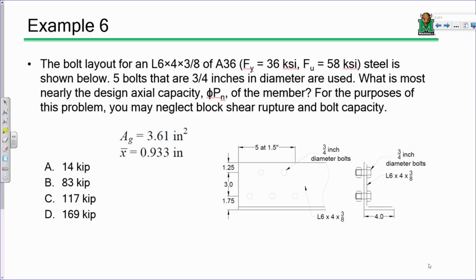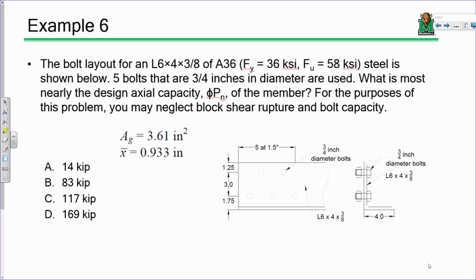I got a tension member. It is comprised of a 6x4 by 3/8 inch angle. It's grade 36 steel, so it's 36 KSI for the yield strength, 58 KSI for the tensile strength. It's shown below. I got 5 bolts that are 3/4 inches in diameter. What is most nearly the design axial capacity of the member? For the purposes of this problem, you may neglect block shear, and you may neglect everything with the bolts.